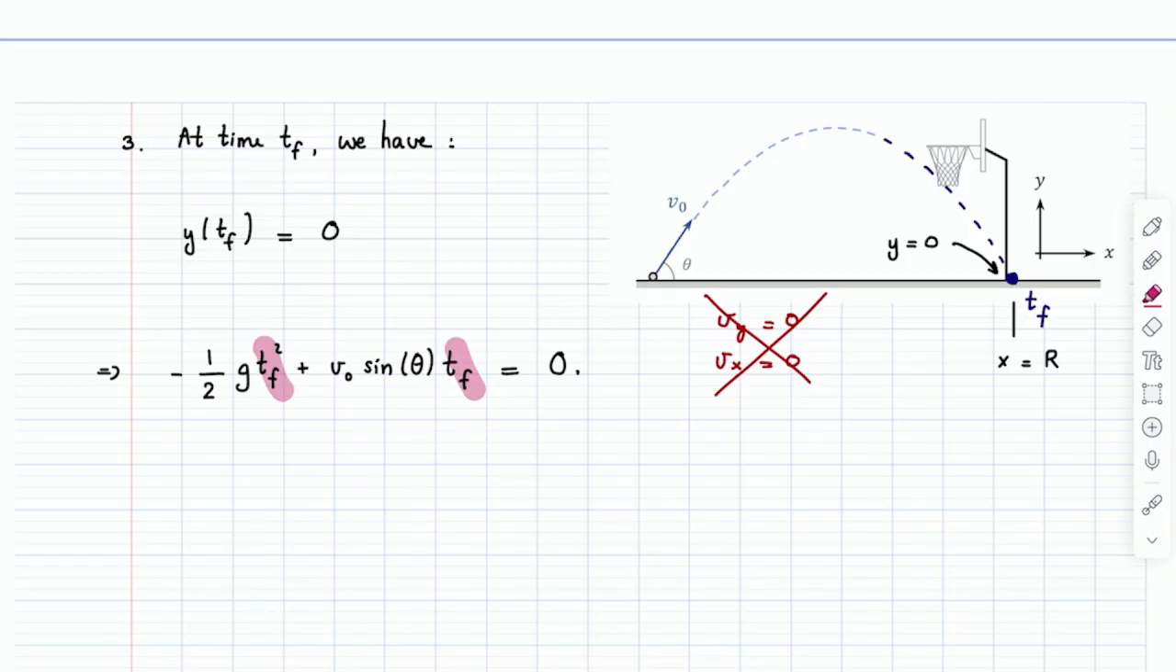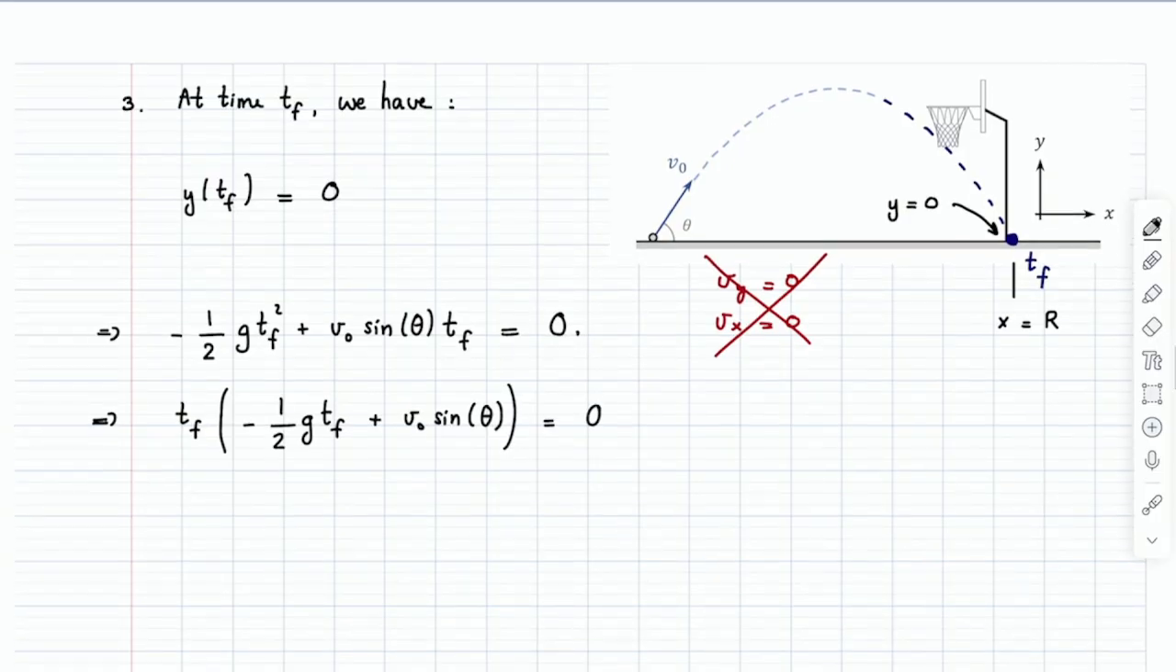And it shows up squared and not squared, which means more likely than not I have a quadratic. However, this is a nice quadratic because it has no constant term. In other words, there's only a term with t squared and a term with t. There's no other constant term in the way. So I can't do this with every quadratic, but with this one I can. All I have to do is factor out t final, and I get t final times minus 1/2 g t final plus v naught sine theta is equal to 0.